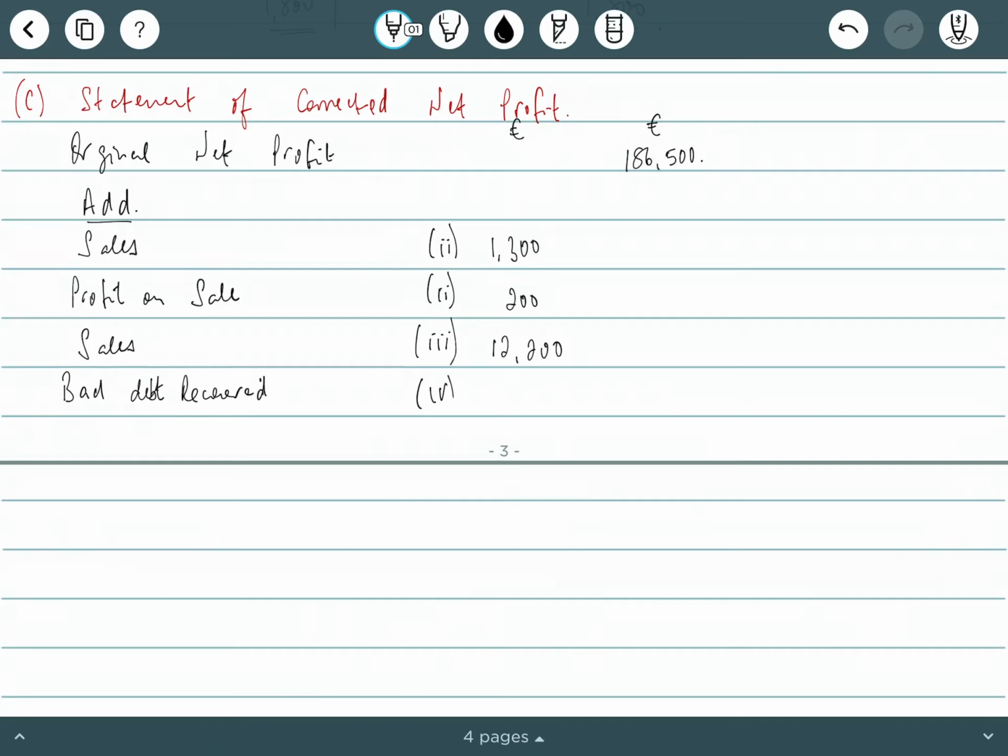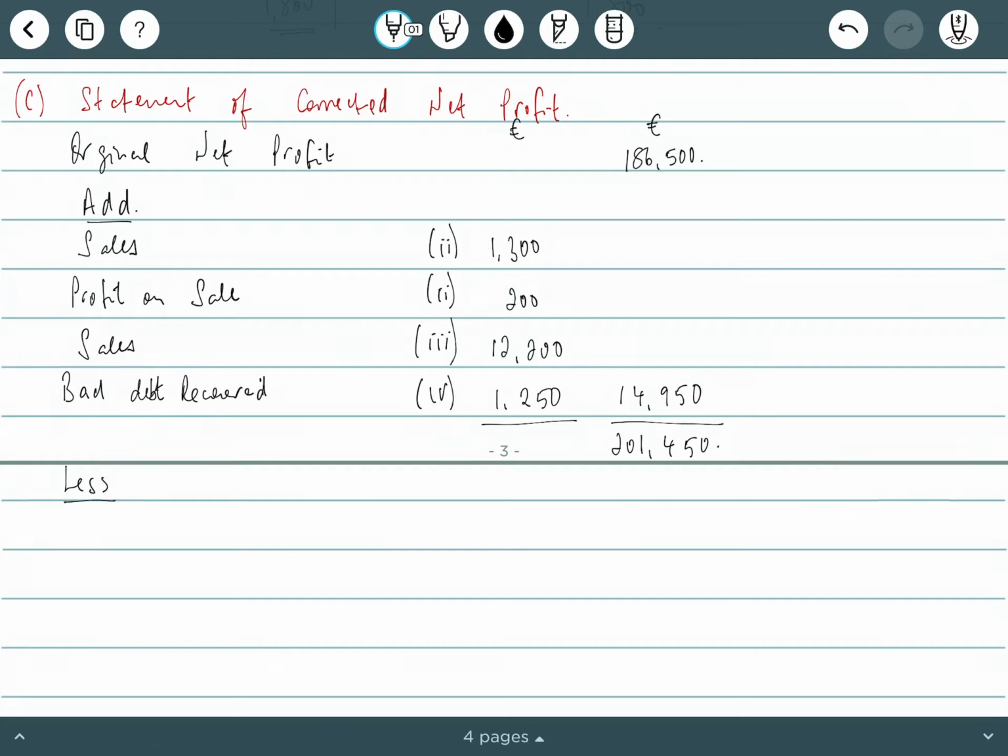Okay, and that was 1,250. Okay, add those 4 figures together. And you get 1,315, 1,515, and 12. Yeah, 14,950. We're adding those on. So 186 and 14 for 190. So it is 201,450. Okay, less expenses. Or less, sorry, not expenses, just less.